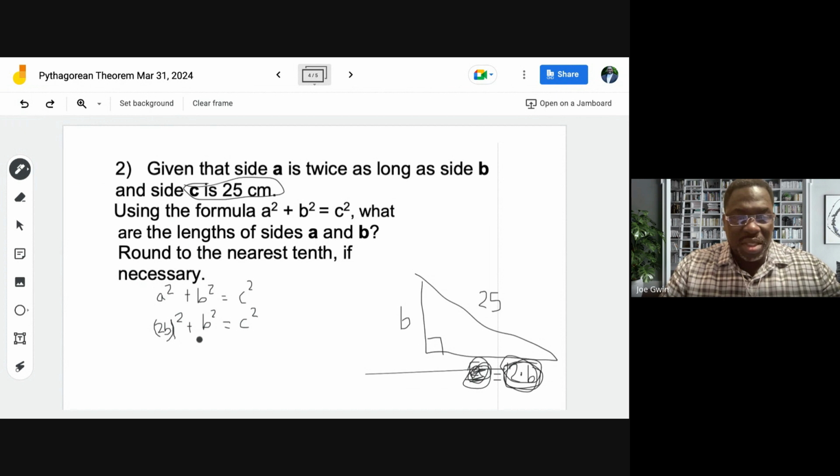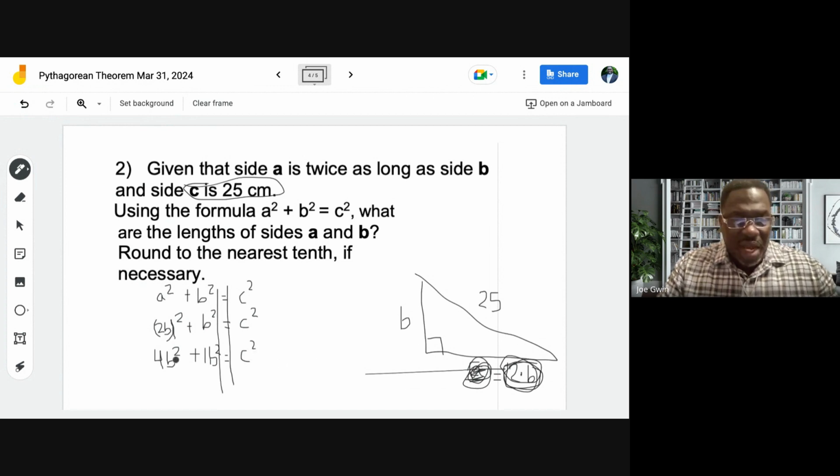So now we have 2B times 2B, which is 4B squared. 2 times 2 is 4. B times B is B squared, or B to the second power. Plus B squared, but it doesn't have a number in front of it, or a coefficient. The coefficient is understood to be a 1 if you do not see a number in front of the variable. So this is 1B squared. Let's put these lines to separate this. Equals C squared.